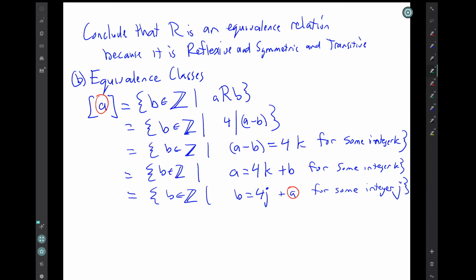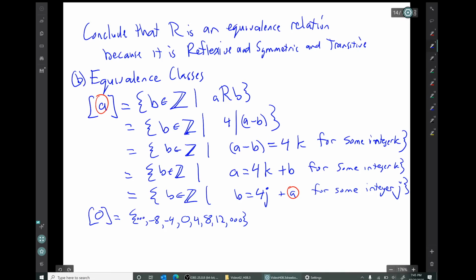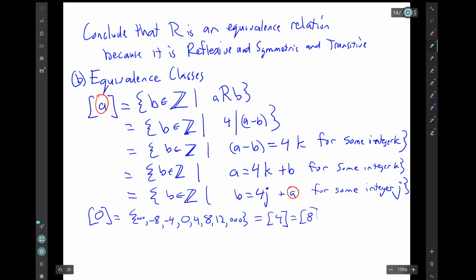So what are the equivalence classes going to be? Well, there's going to be the equivalence class that contains the number 0. That equivalence class is this set containing an infinite set of integers. They're all multiples of 4. Notice that that equivalence class can be denoted by different symbols. All those symbols are valid symbols for that equivalence class. We could also use the symbol, the equivalence class of -4.